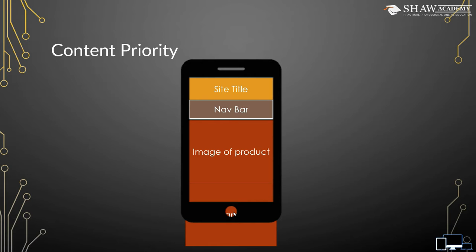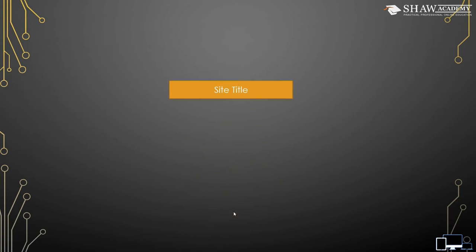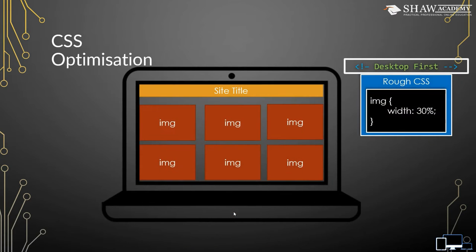Another great thing about mobile first design, and we're actually going to go through a demo of this, is CSS optimization. Here is just a small snippet of CSS. So we all remember our photo gallery. What I wanted was 6 images on the screen. I had the site title and 6 images, so I was designing for a desktop first.